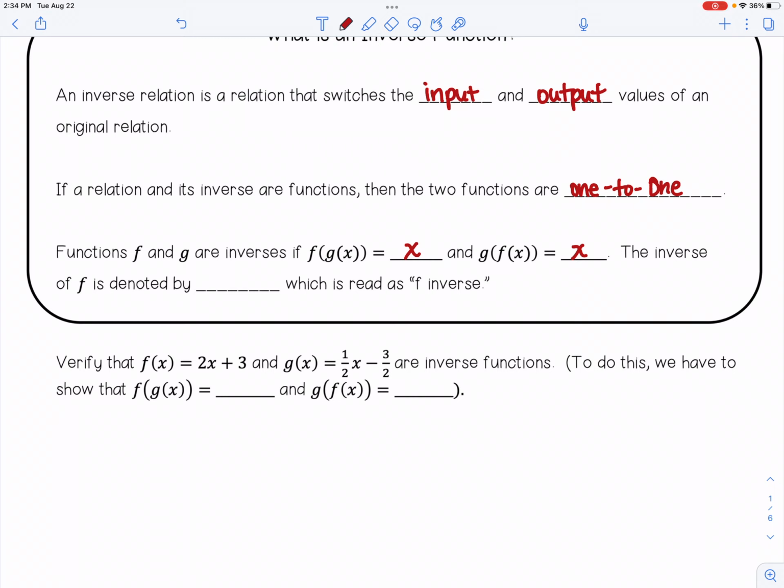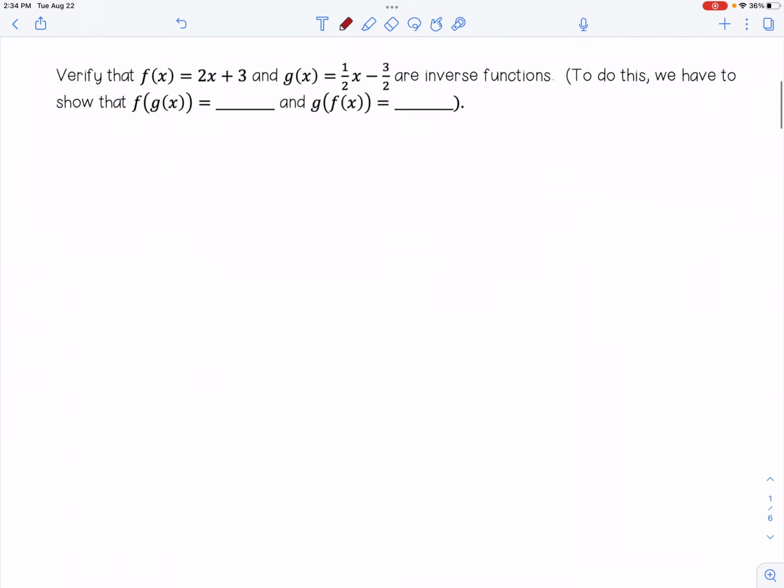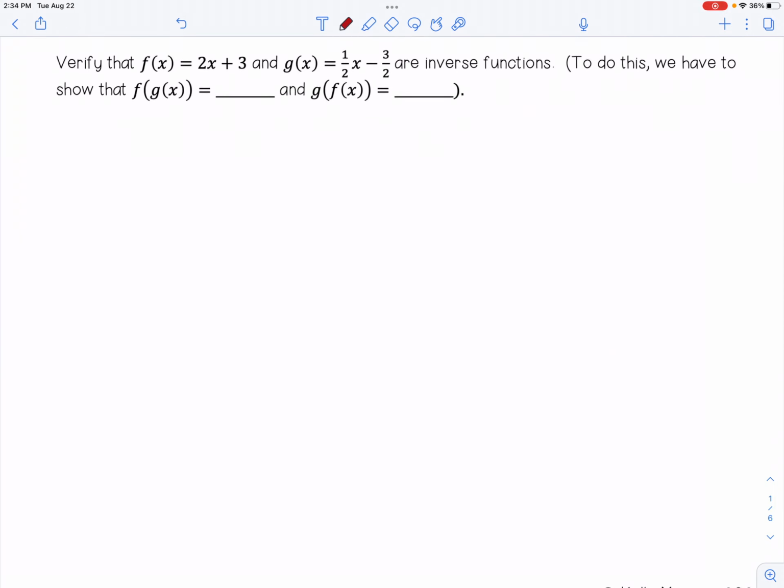The inverse of f is denoted by f to the negative 1, which reads as f inverse. So we don't say f to the negative 1, we just read it as f inverse. So first thing we're going to do is verify that these two functions are inverse functions. So we're going to show that the composition of f of g of x is equal to x, and the composition of g of f of x equals x.